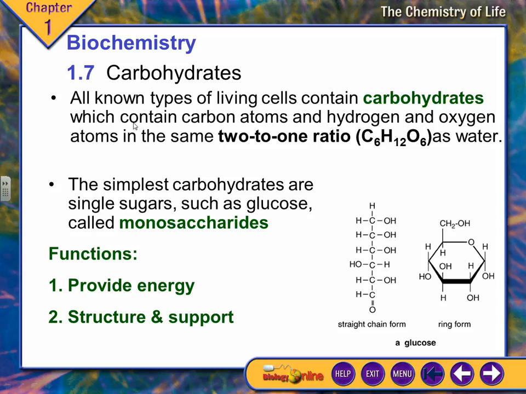Okay, now let me make sure I have this right. Contain carbon atoms and hydrogen oxygens to the same two. That doesn't make sense, right? We want a 1 to 2 to 1 ratio. So fix that. A 1 to 2 to 1. I just left part of it off. So there's 1 carbon to every hydrogen. There's 2, and then back to 1 oxygen.